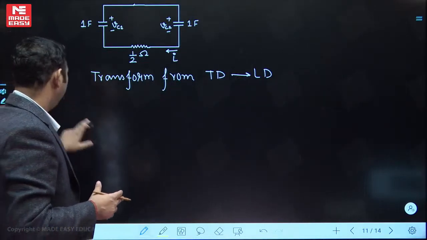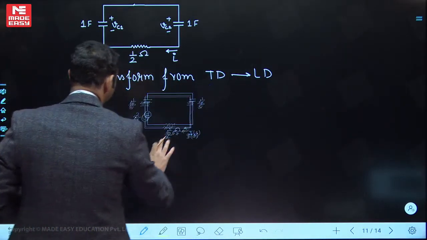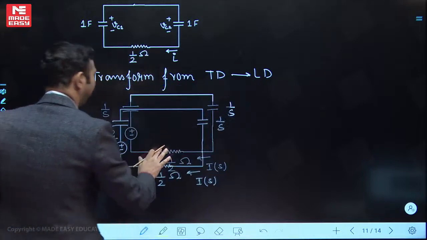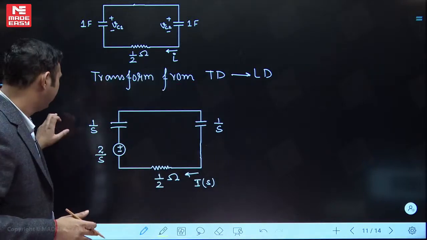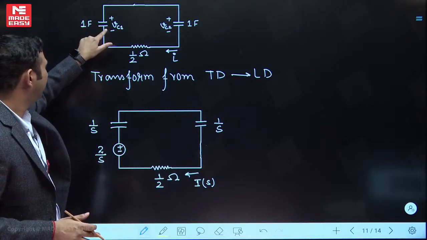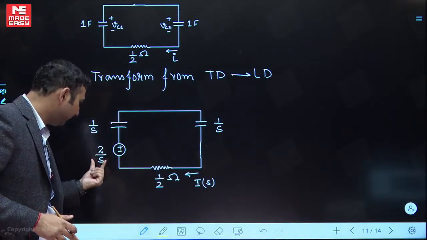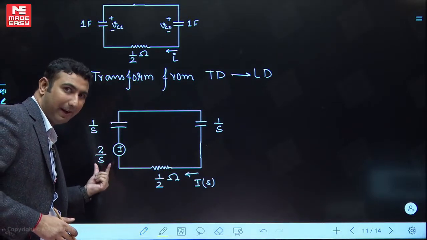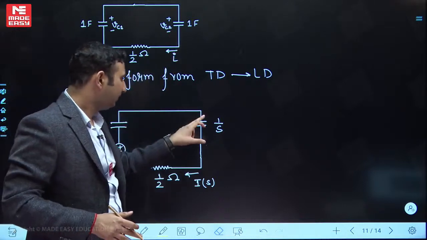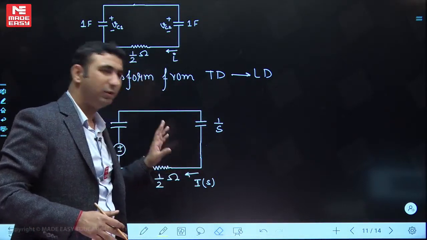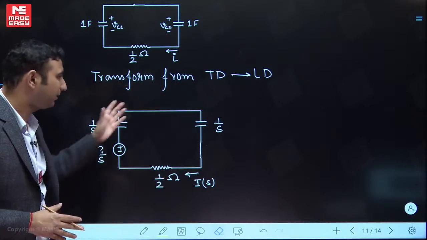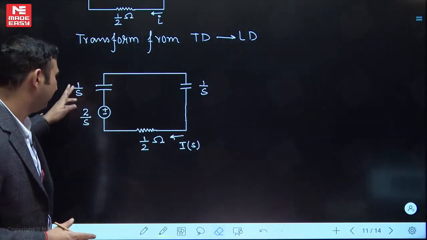So when we do that, I am connecting a voltage source in series with a capacitor. What is the value of that? Vc(0+) divided by S. The voltage initially was 2, so Vc(0+) divided by S is 2 by S. For the other one, initial voltage was 0, so short. This is the circuit that we have. Let's solve this to get the answer.